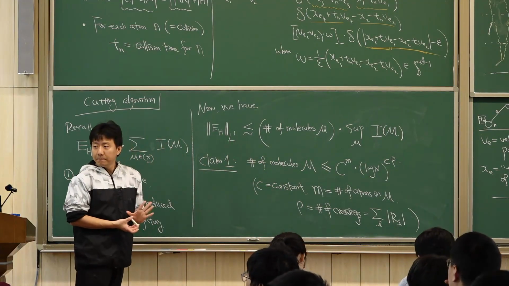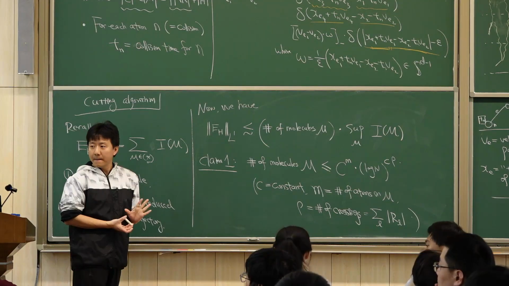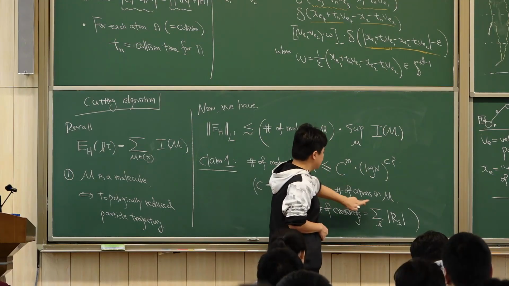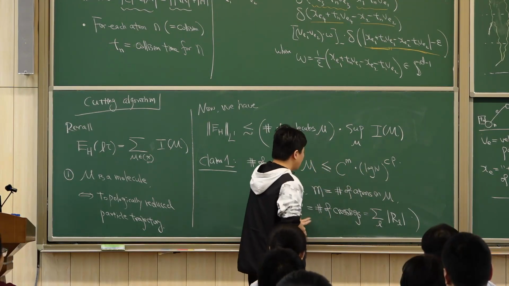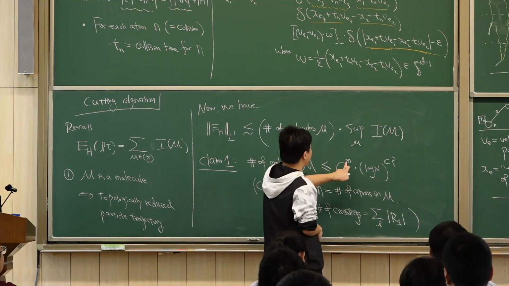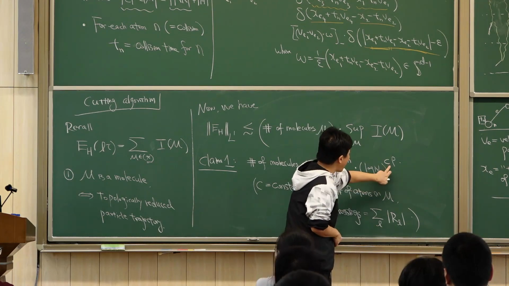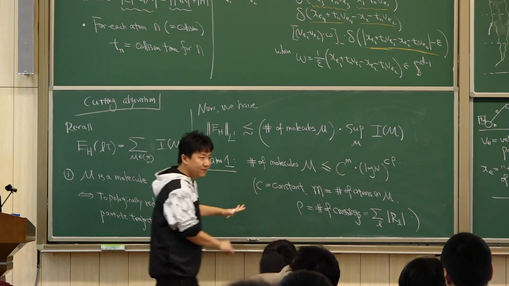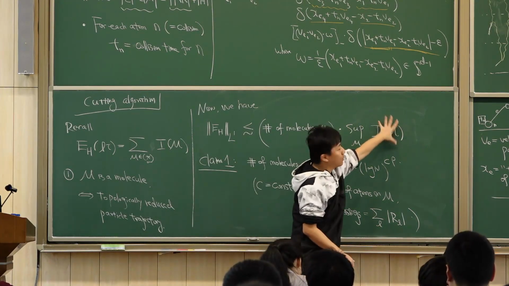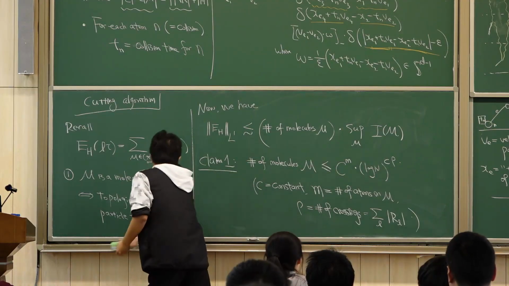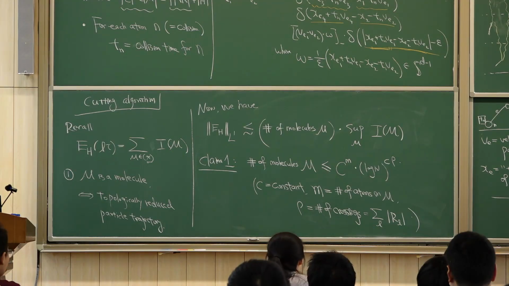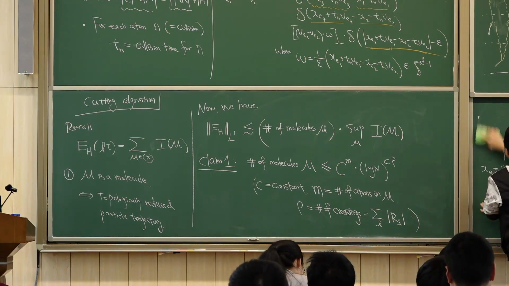Okay, so if you have a molecule with a total size of little m and the total number of crossings being rho, then the number of such molecules is always bounded by c to the m times log n to the constant times rho. Let me first prove this, and then we will get to claim 2. Claim 2 will be the estimate of this I, which is the core of the proof. Okay, so let me keep this picture for a while.